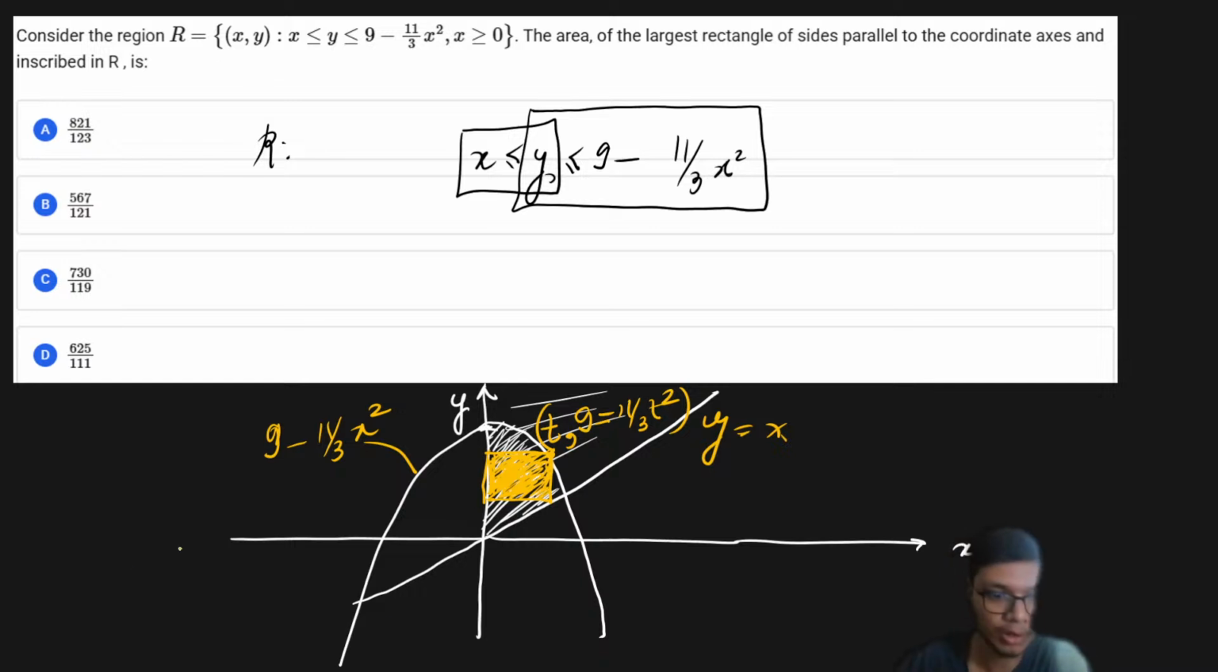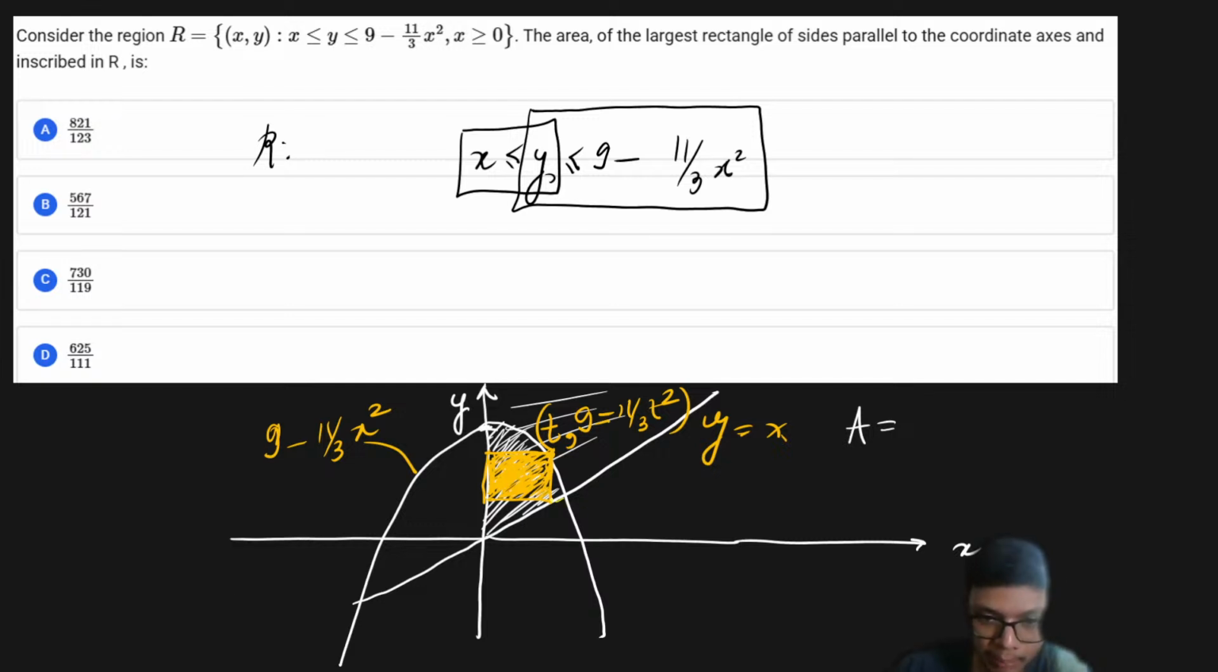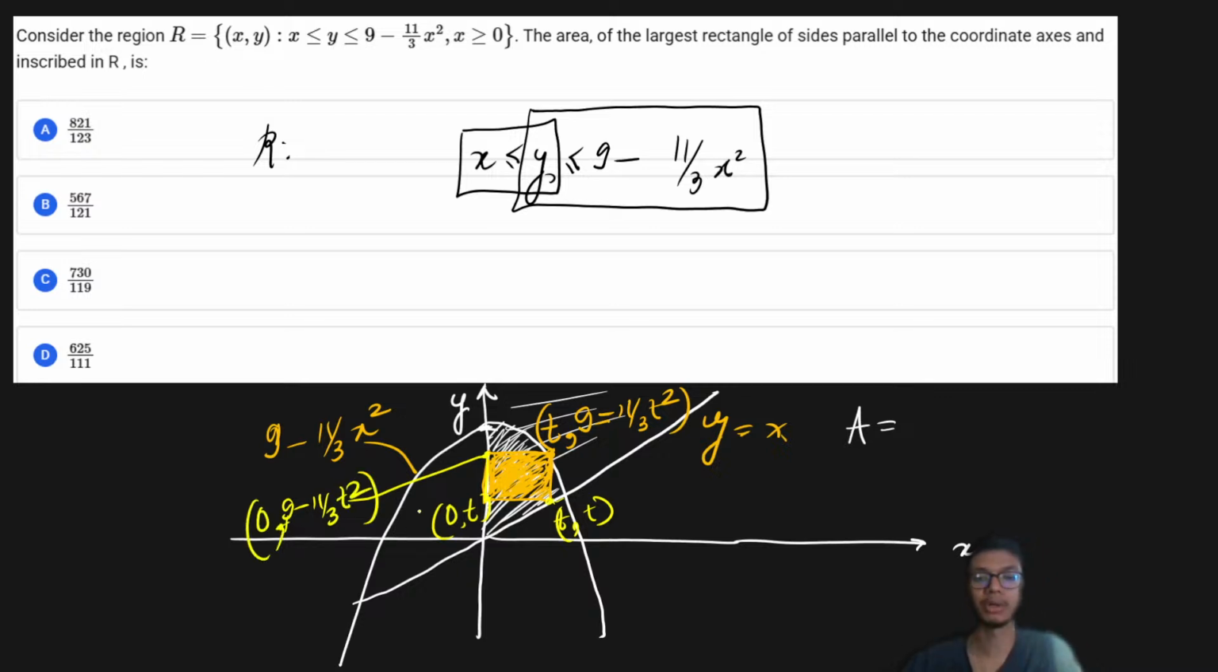So from here, if we try to find out the area of this particular triangle, we are going to have it as the area. If we consider any point on this straight line, we can consider it as t comma t, right? And the corresponding point on the other side has the same y, so it is 0 comma t, and the other point is 9 minus 3t square with x equal to 0. So 0 comma 9 minus 3t square, that is going to be the coordinate.